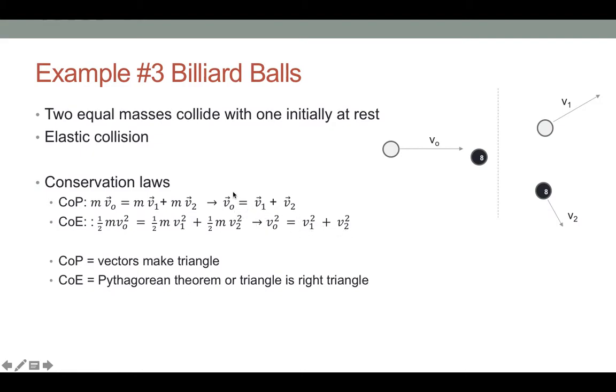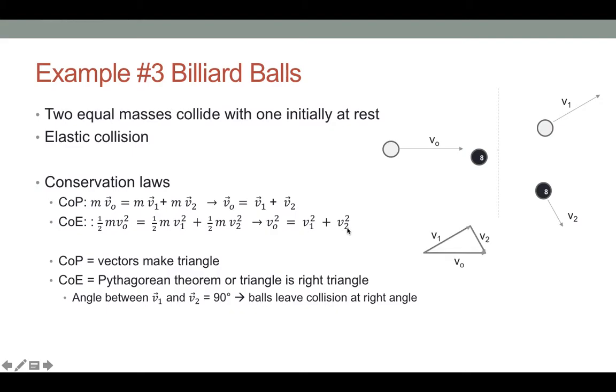Namely, this would be the hypotenuse, and these would be the two sides. That means the angle in between these two vectors must be 90 degrees. So this is the kind of vector diagram we have to end up with. This is the initial velocity, which is the hypotenuse of a right triangle, and these are the two sides, and this angle up here between V1 and V2 must be 90 degrees.